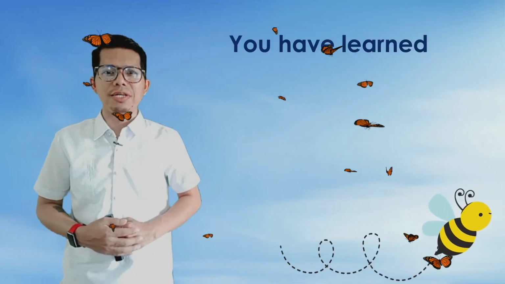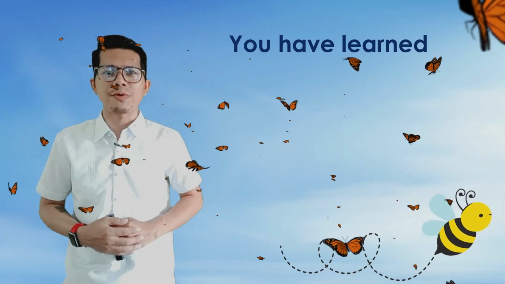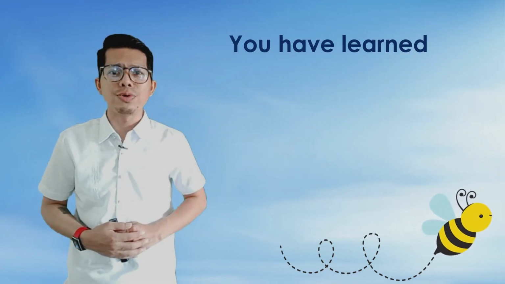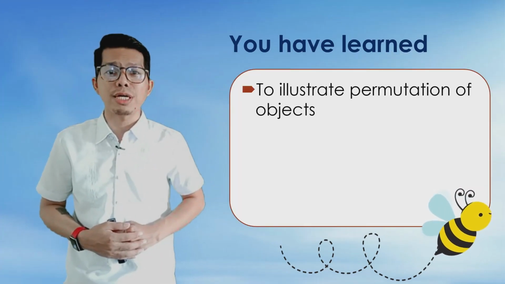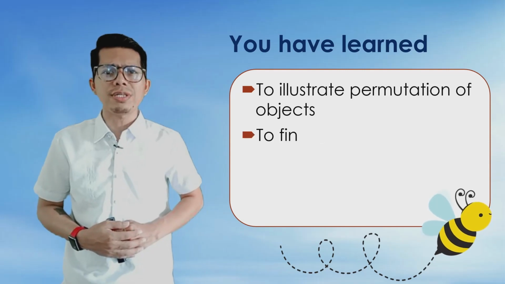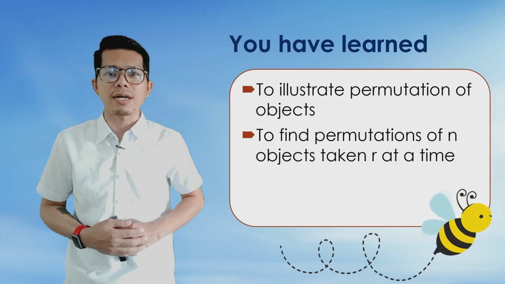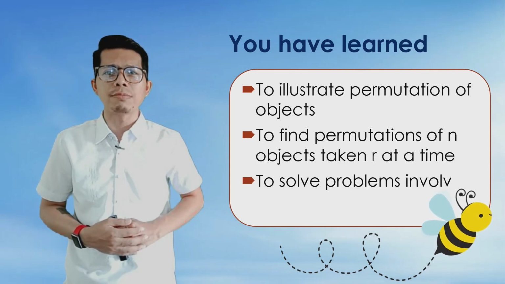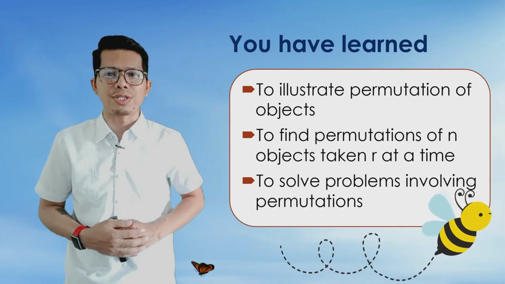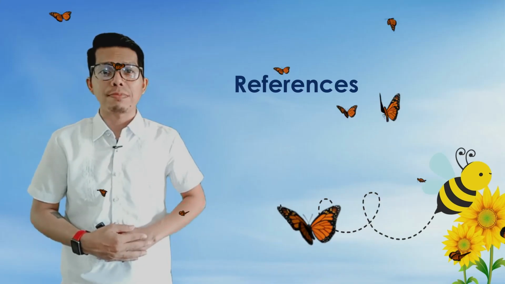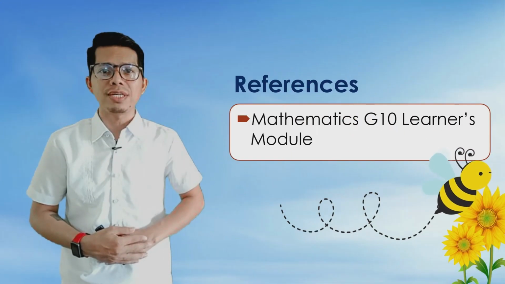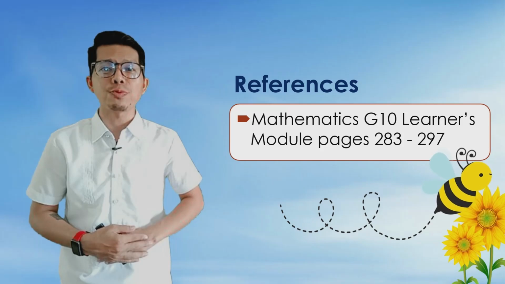Okay, congratulations! We're done with our lesson for today. In this lesson, you have learned how to illustrate permutation of objects. You've learned how to find permutations of n objects taken r at a time, and how to solve problems involving permutations. If you want more examples, you can read Mathematics Grade 10 Learners Module pages 283 to 297.